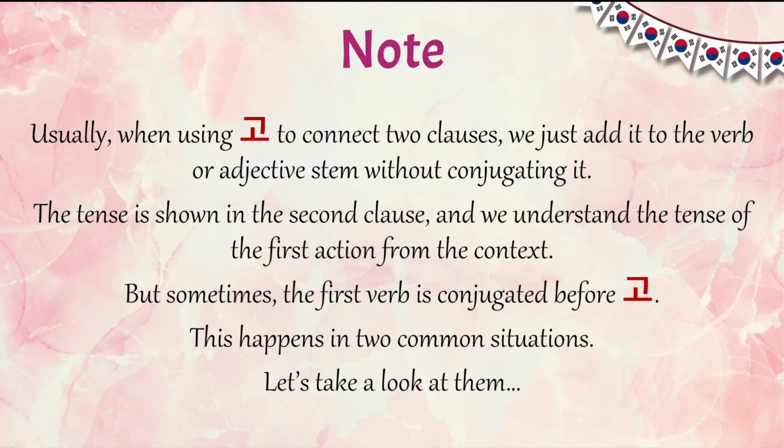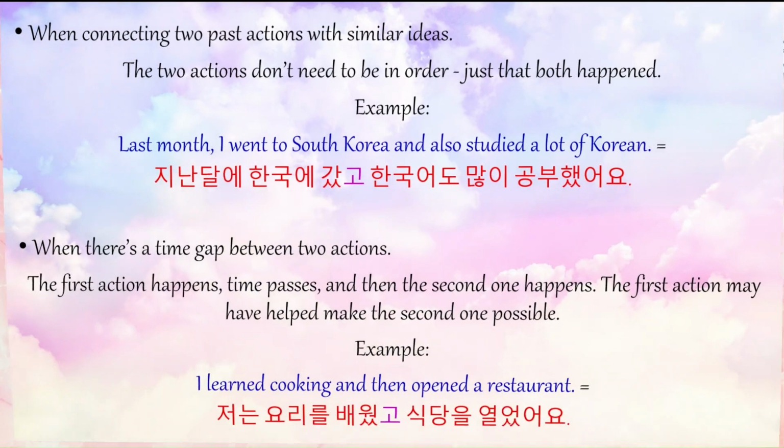So the thing that I want to tell you here is that the first verb or the first adjective is not conjugated. You just attach ko to the verb or adjective stem. But sometimes the first verb is conjugated before ko. This happens. There are two common situations where you can see this. So let's take a look at them.